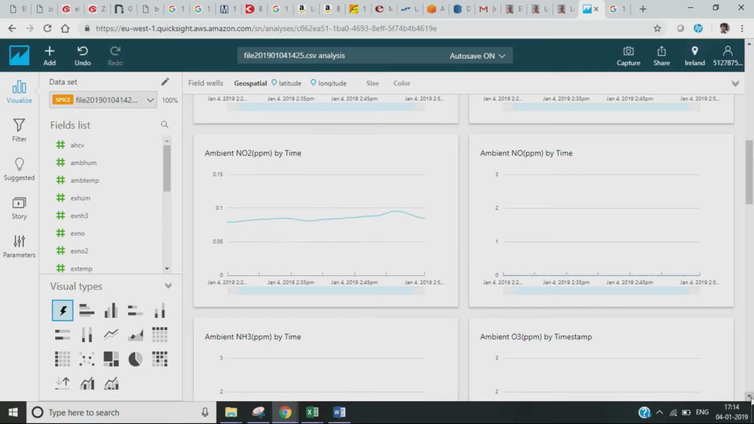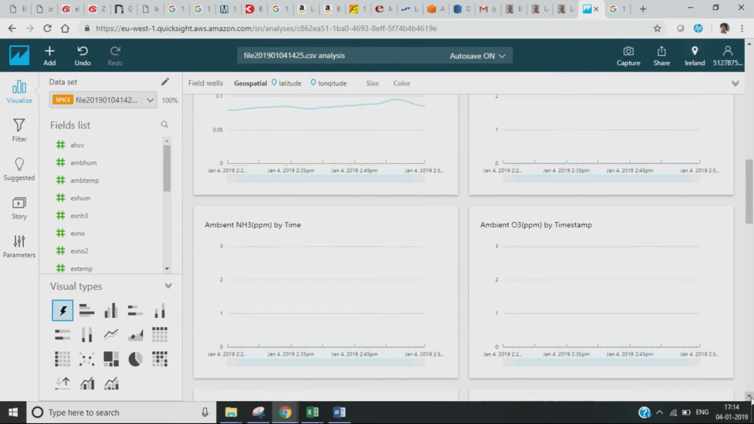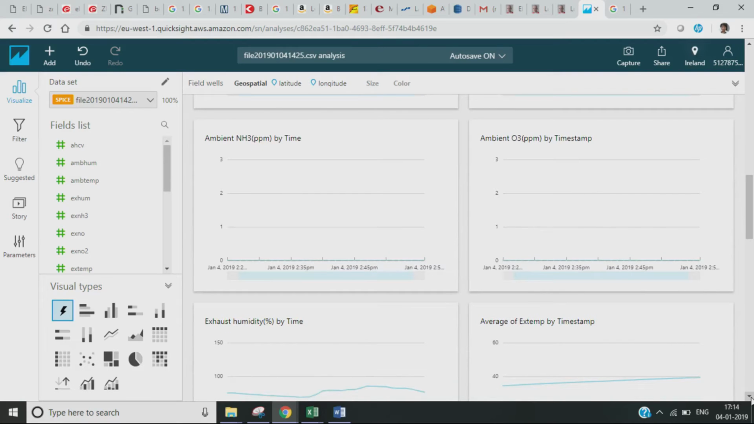I am just juggling between exhaust and ambient just to give you a feel of some sort of a comparison. Look at ammonia. Ammonia in ambient is supposed to be also very low, and your sensor should measure quite linearly in the range of 0 to 200 ppb, and you can see that there is hardly any ammonia out there. Similarly, ozone is also a value that should not be very high.